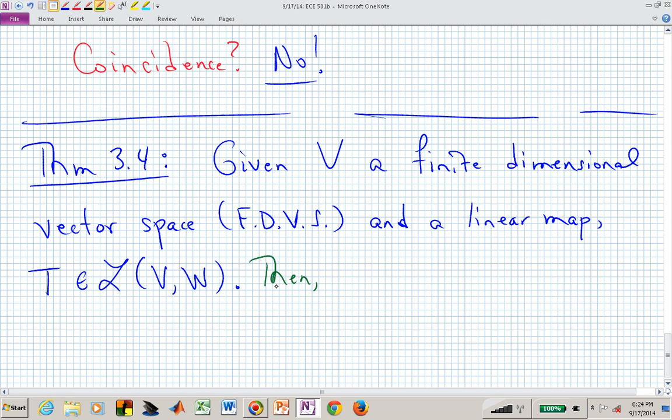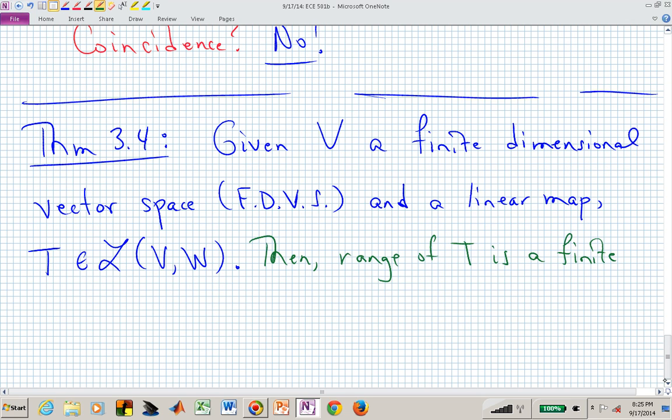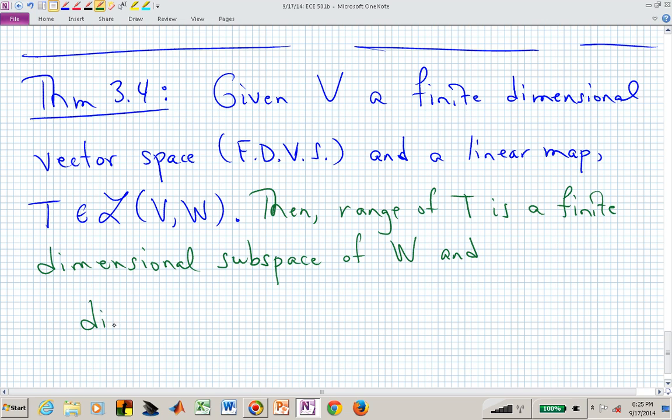Then, with that information in play, the range of T is actually a finite dimensional subspace. And where does that subspace live? Well, that lives in the codomain W, so the range of T is a finite dimensional subspace of W because we started with a finite dimensional domain. And we can also say that the dimension of our domain vector space in fact equals the dimension of the null space of T plus the dimension of the range of T.